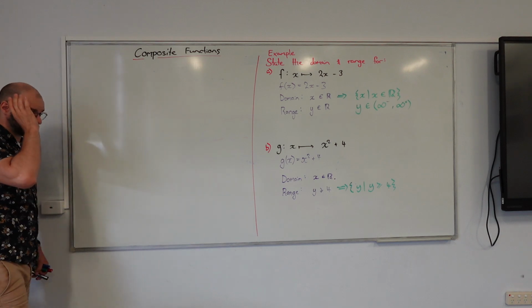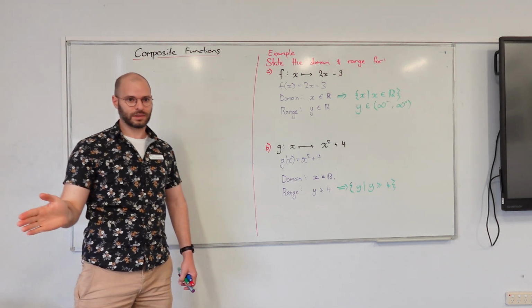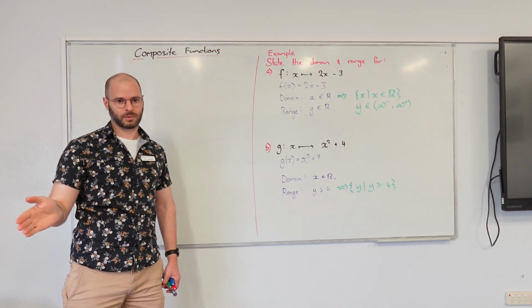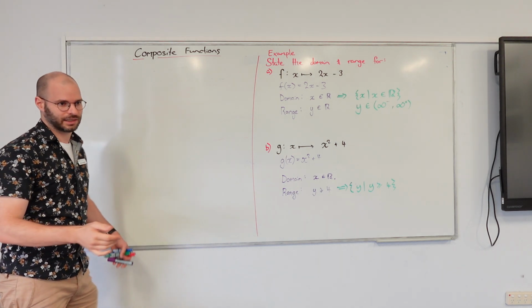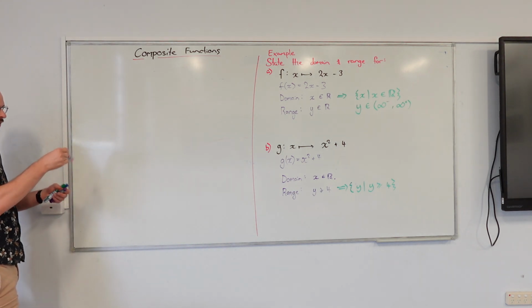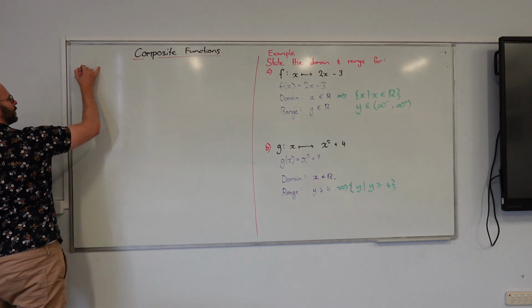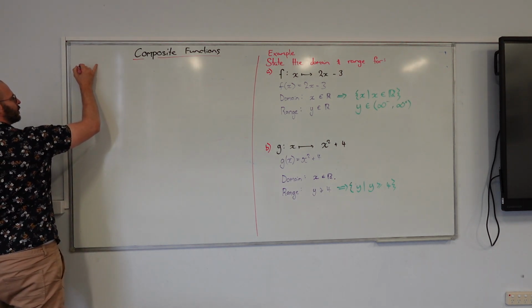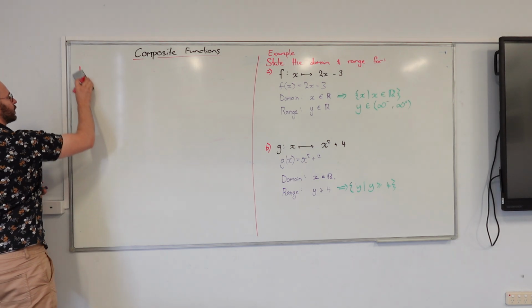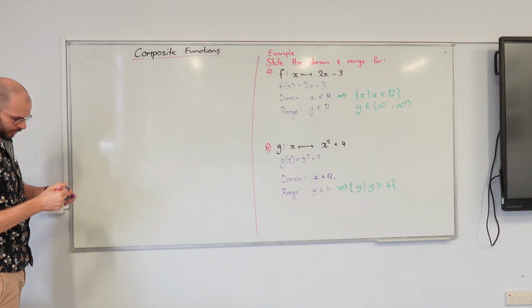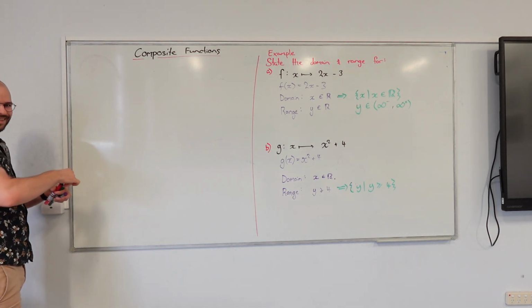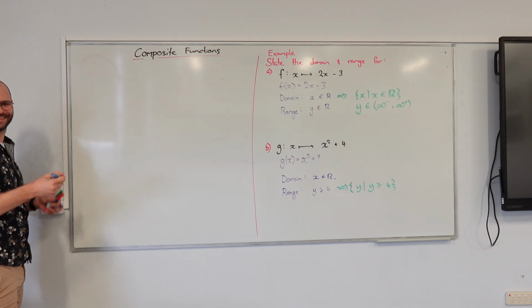Okay, we're going to do composite functions, but before we go on to that, we'll just review the difference between a function and a relation. Does anyone remember? I know that a relation is like x squared plus y squared would look like a circle. Like a locus, yeah? Yeah.